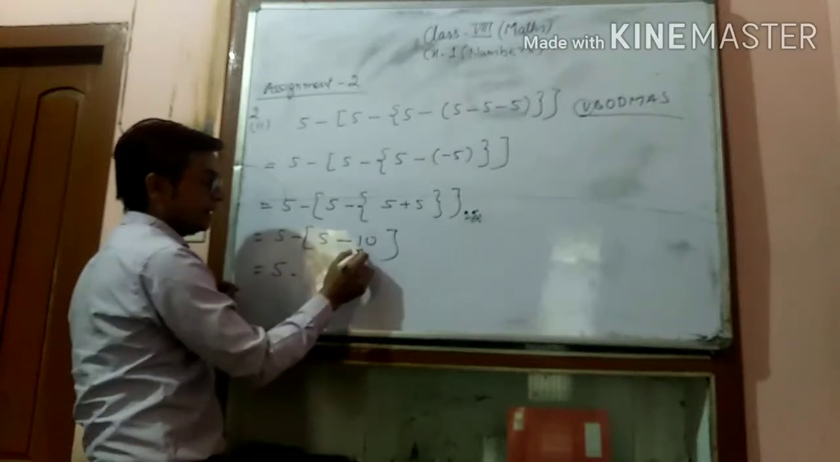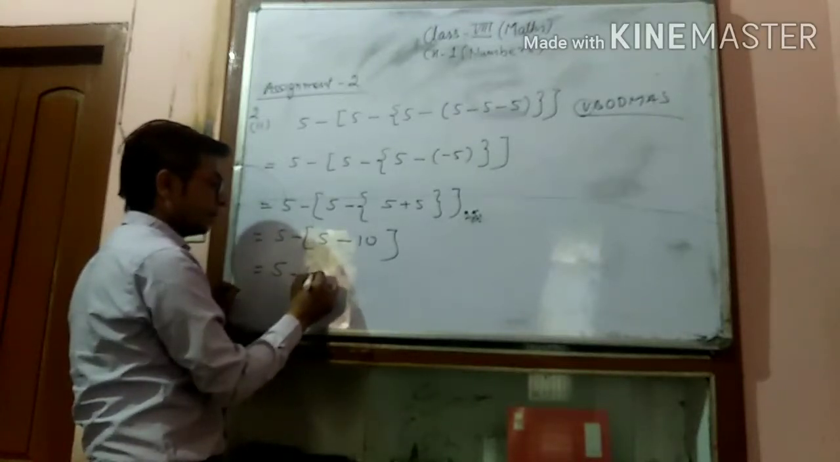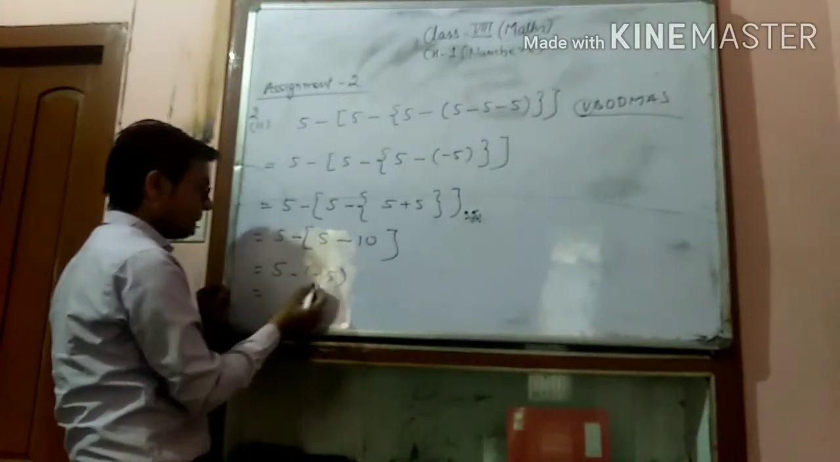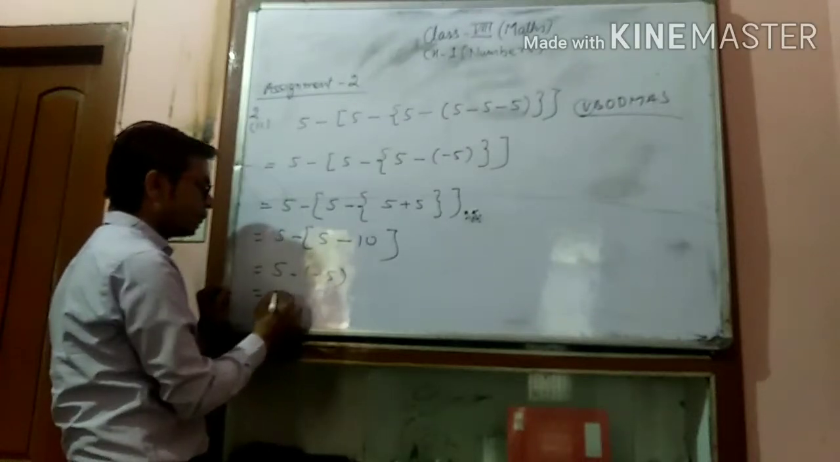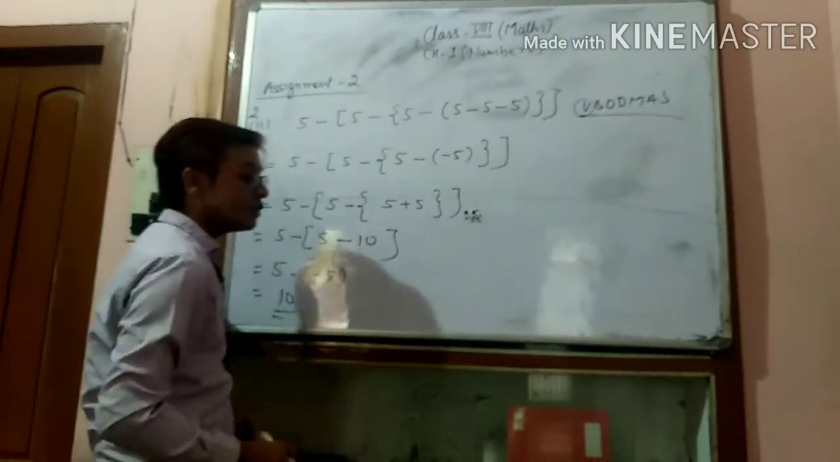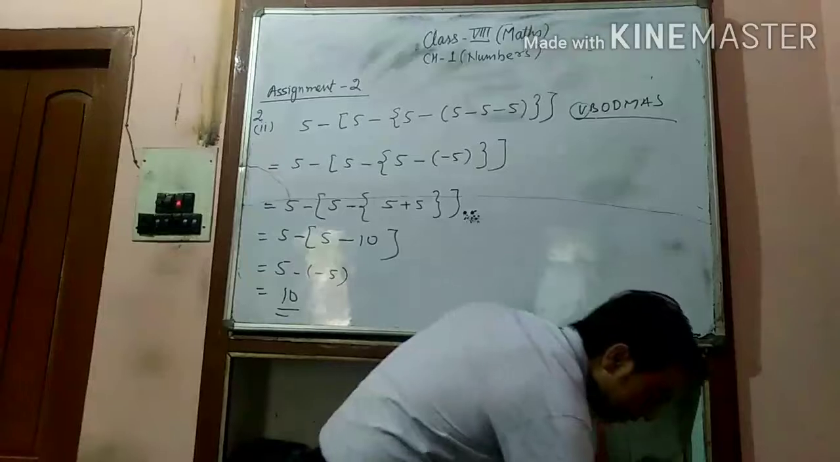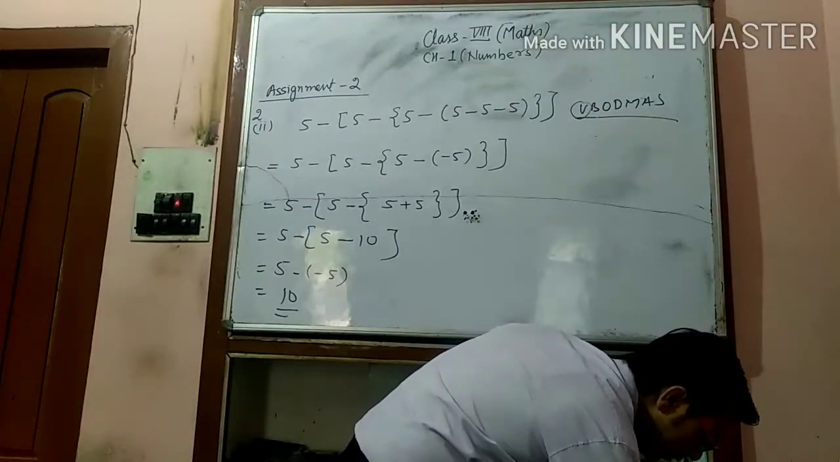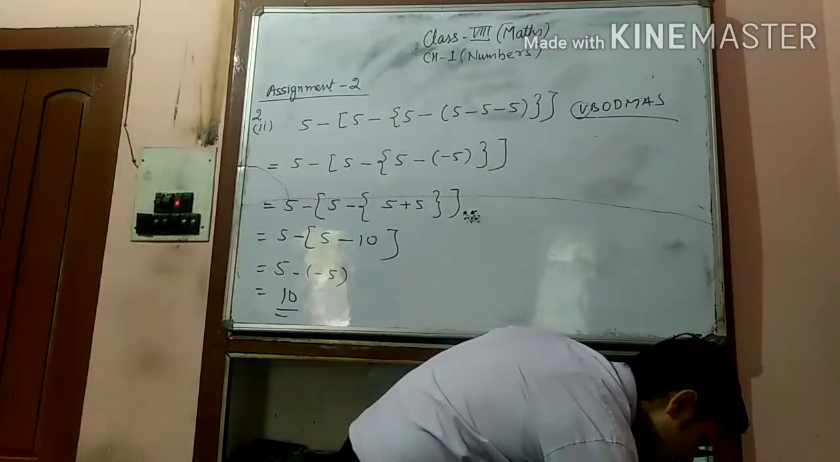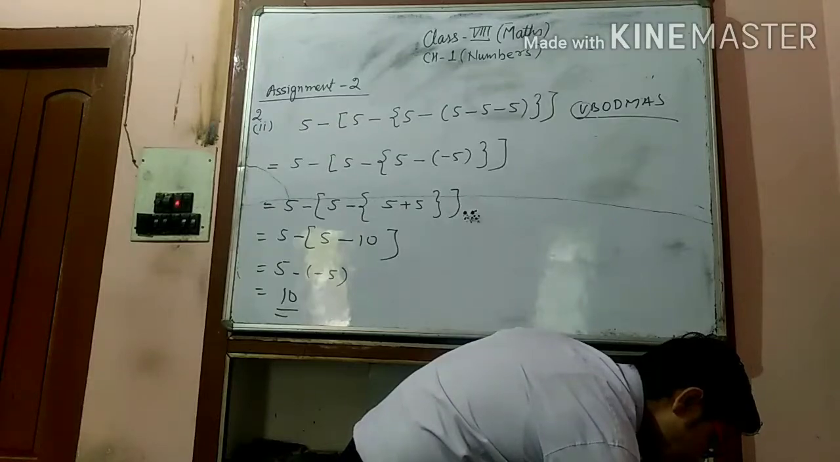5 here minus 5 minus 5. Now minus, plus 5, this becomes 10. So your answer is 10. By solving with this method, you can solve all the questions of this chapter.